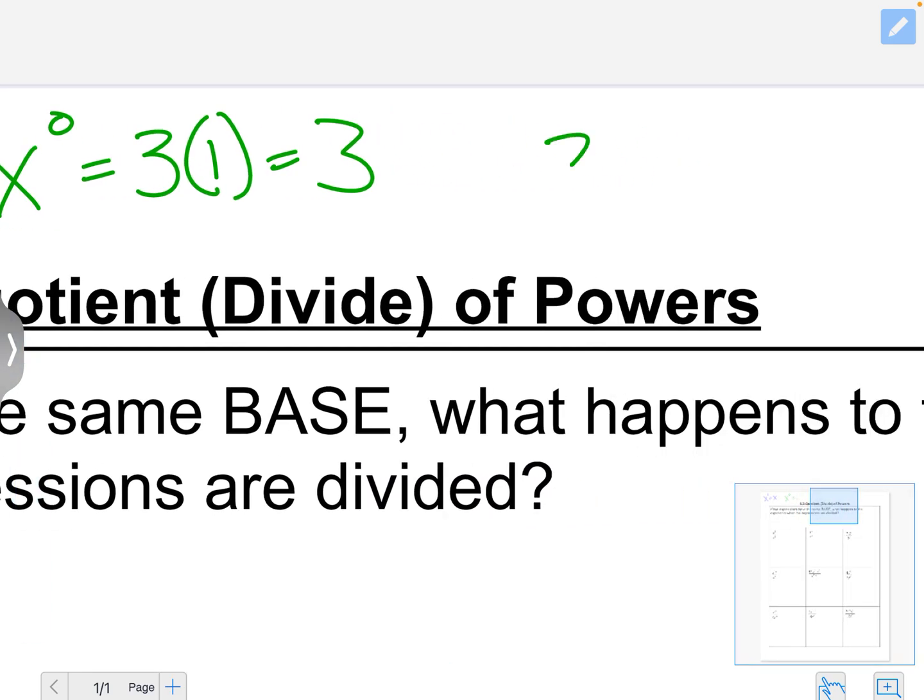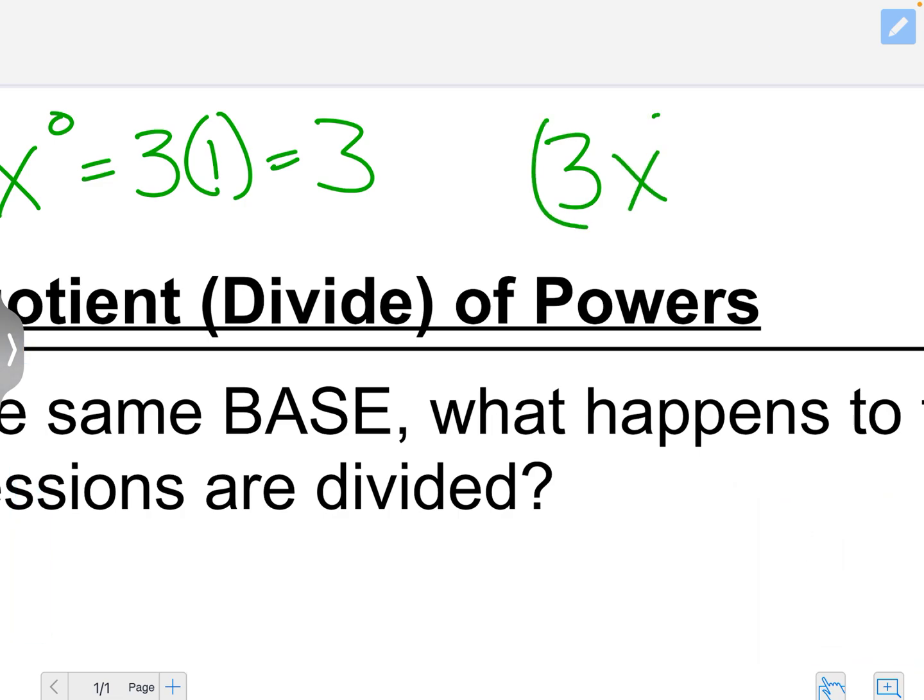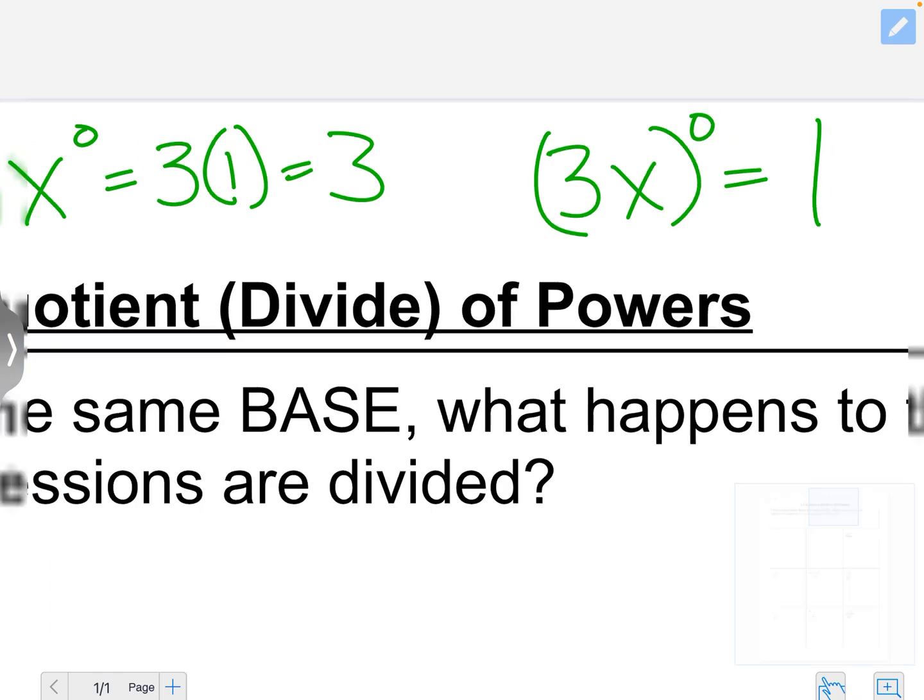And finally, the last little thing I want to show you is that if I have 3x in parentheses to the 0, everything inside the parentheses simply becomes 1.